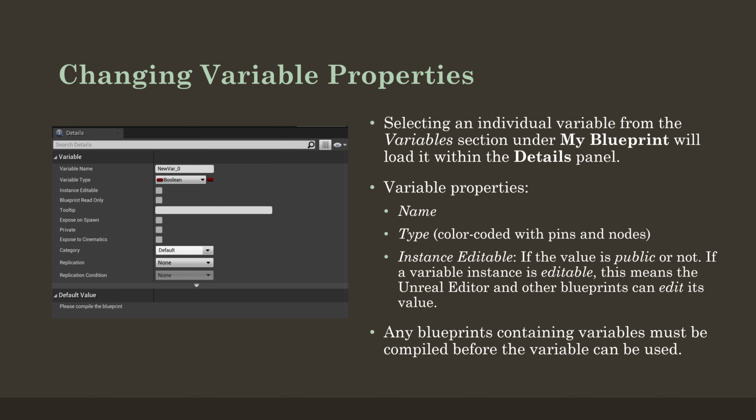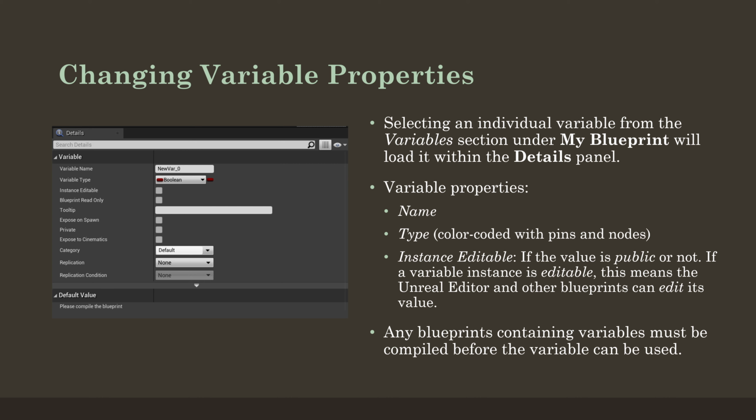The process we're using, where we are selecting something and moving over to the Details panel, is the same recursion I mentioned in a previous video, that we navigate between the world outliner for actors and their own components. This same navigation between selecting something and going into its Details panel to change its properties. So by selecting an individual variable from the variable section under the My Blueprint panel, we can load the Details panel and change its properties.